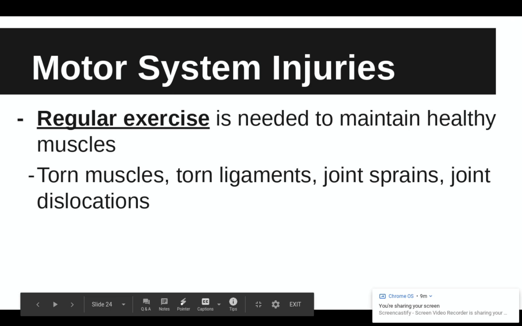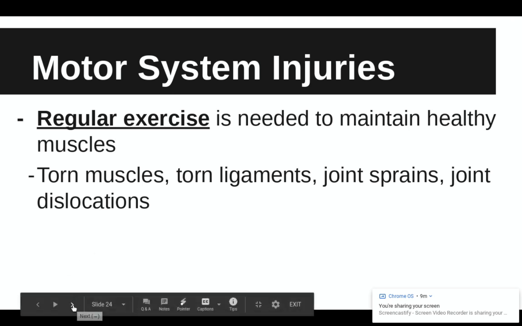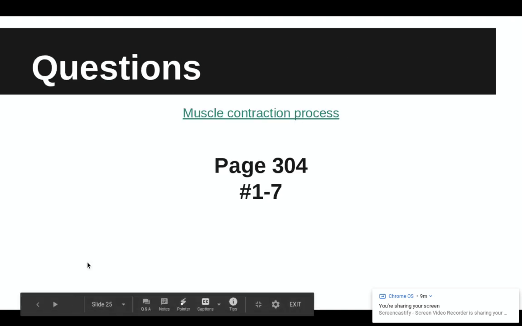And then motor system injuries. So regular exercise is needed to maintain muscles. Torn muscles, torn ligaments, joint sprains, and joint dislocations all have to do with our motor system and when we injure it.